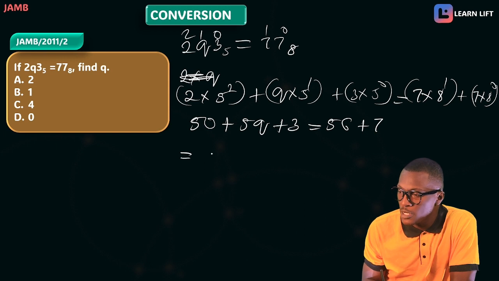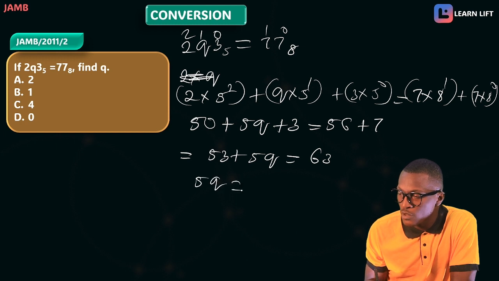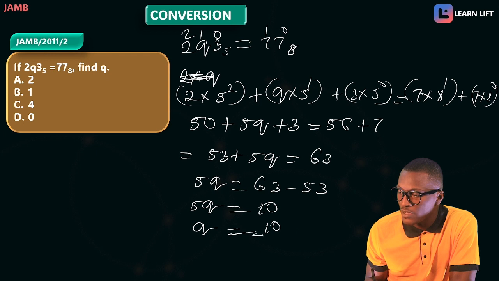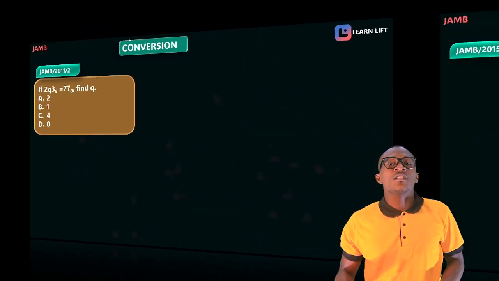So that gives me 53 plus 5q is equal to, if you add 56 plus 7, that will give me 63, right? 63. So 5q now becomes 63 minus 53. So my 5q will be equal to what? 10. What becomes q? 10 divided by 5, which is equal to 2. And if you check that very well, option E. You feel that, right?